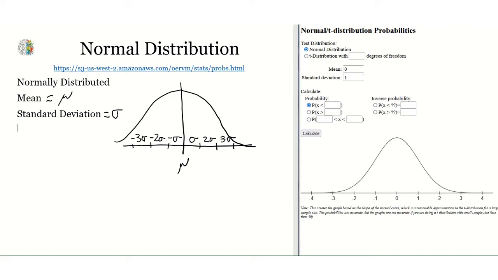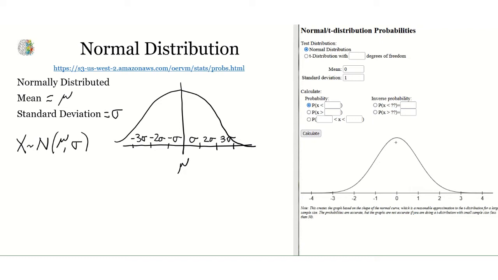The distribution for a normal distribution is the random variable X tilde N, for normal, then the mean and the standard deviation. So what that tells us is that this distribution is going to change or is dependent upon whatever our mean and our standard deviation is.